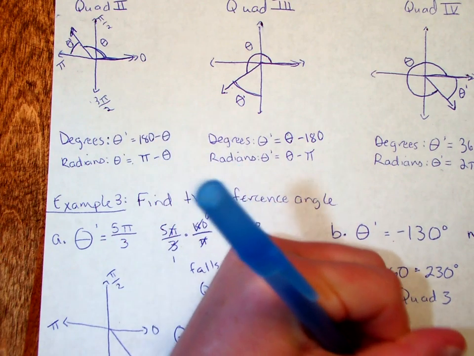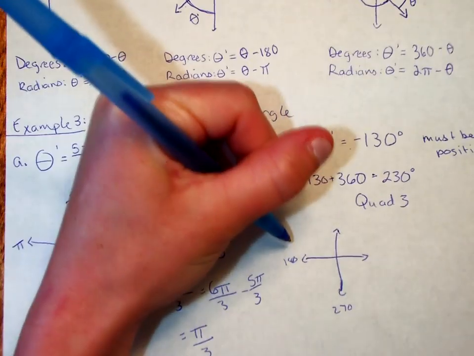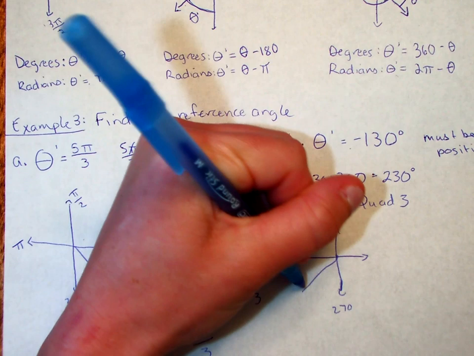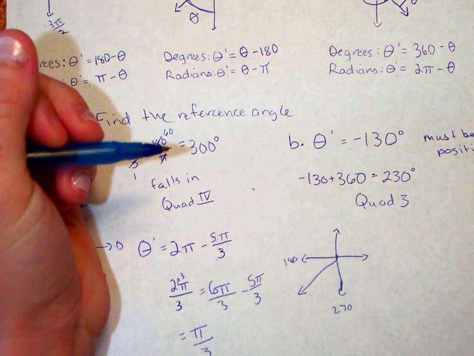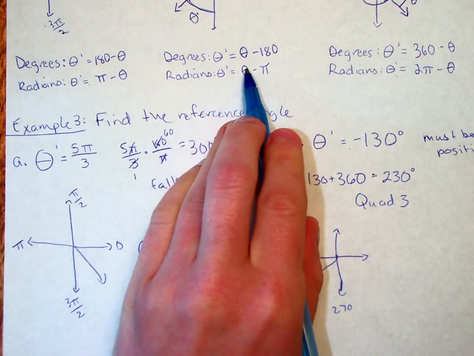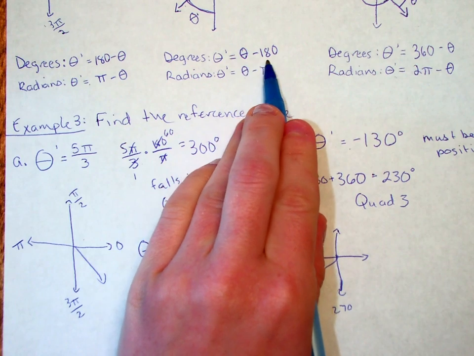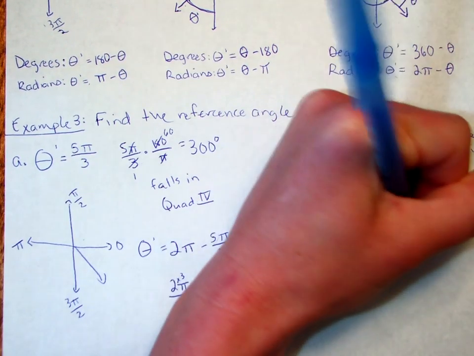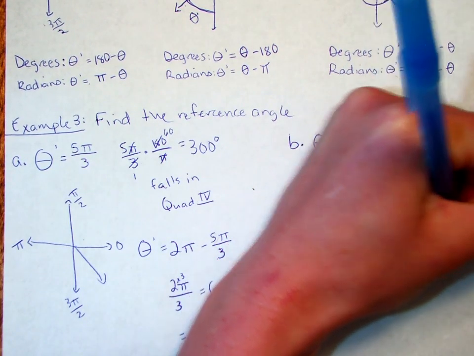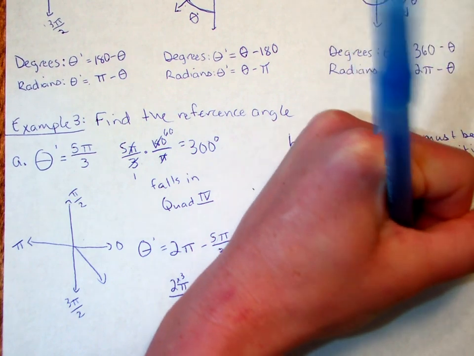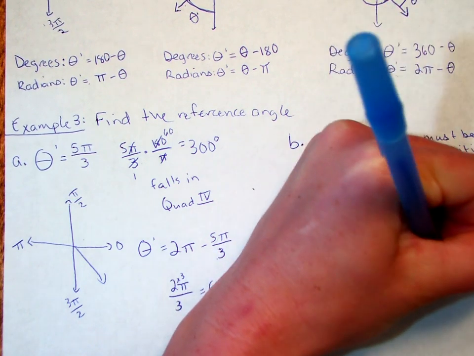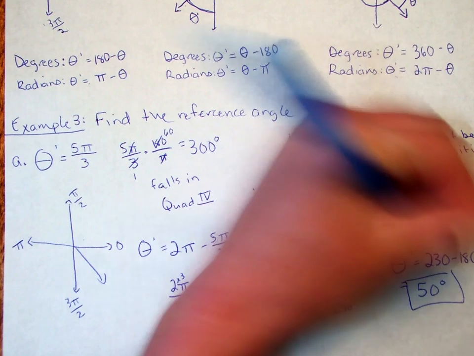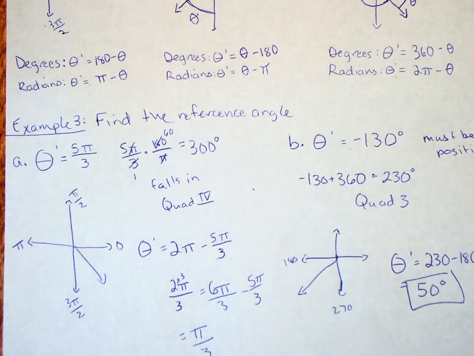Quadrant 3 would be 180 to 270, so it is in quadrant 3. So if that's 270 and that's 180, it's going to be somewhere in there. So in quadrant 3, our rule is theta minus 180. So it'd be 230 minus 180, which is 50 degrees. Not too crazy.